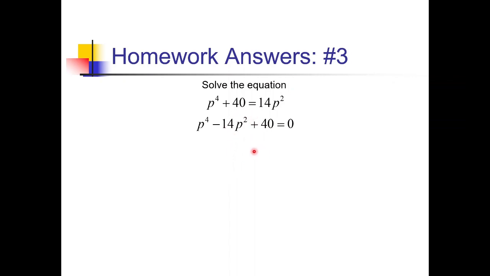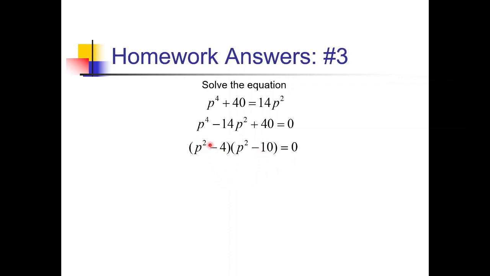So trying to factor this, let me think of things that multiply to 40 and add up to negative 14. Well, 1 and 40 doesn't work, 2 and 20 is no good, 4 and 10 works if they're both negative. So instead of writing p minus 4, I'm going to write p squared minus 4, and then I'll write p squared minus 10. Now I'm going to set each of these equal to 0 and solve.